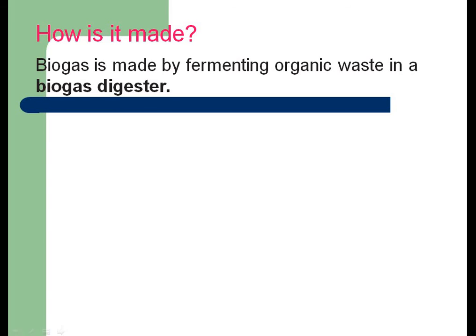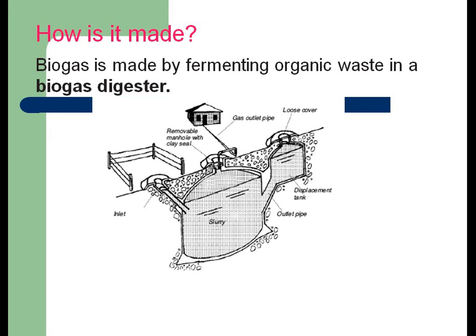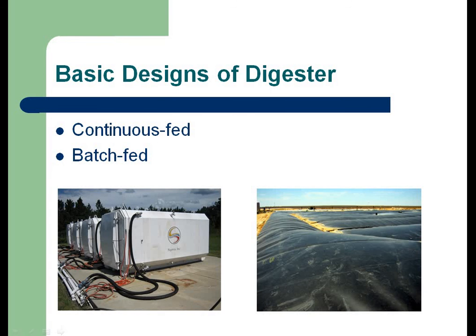So biogas is made by fermenting organic waste in a biogas digester, and this is a small digester. As I spoke to you about continuous or batch fed digesters. So hope you understood, dear students.